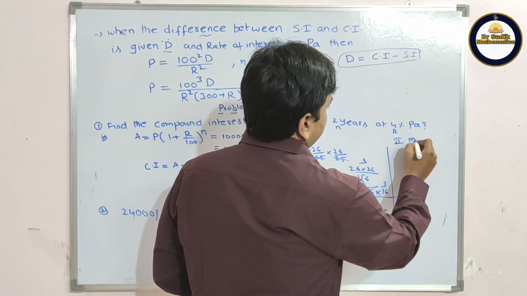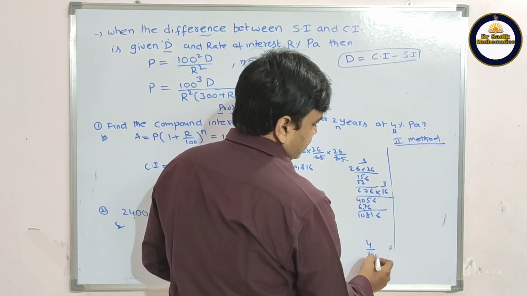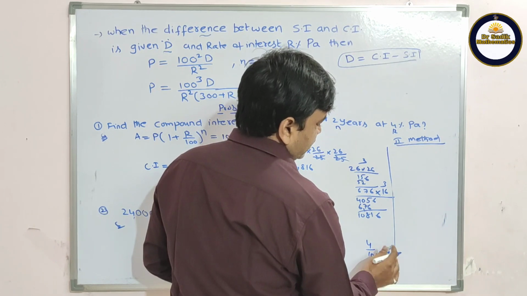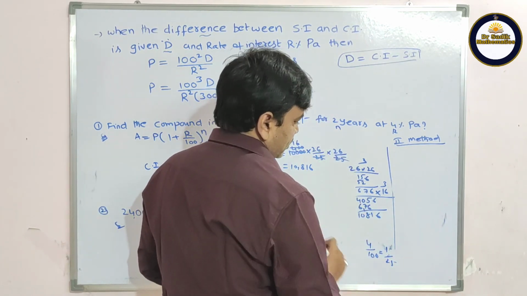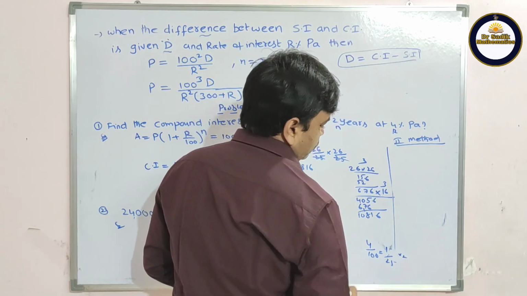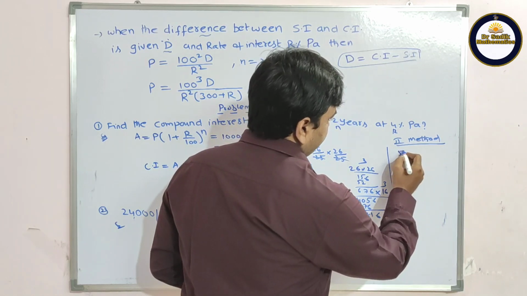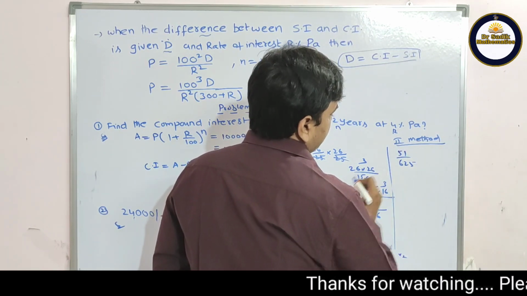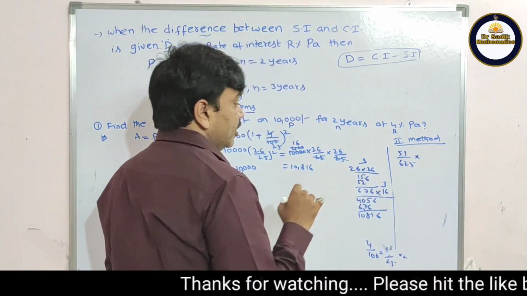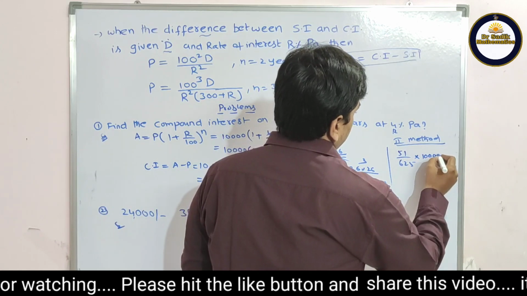Second method. 4% means 4 by 100, which is 1 by 25, friends. How many years? 2 years. So into 2, friends. 25 into 2 is 50, 50 plus 1 is 51. 51 by 25 square. 25 square means we get 625, into the principal amount, friends. The principal amount is 10,000.